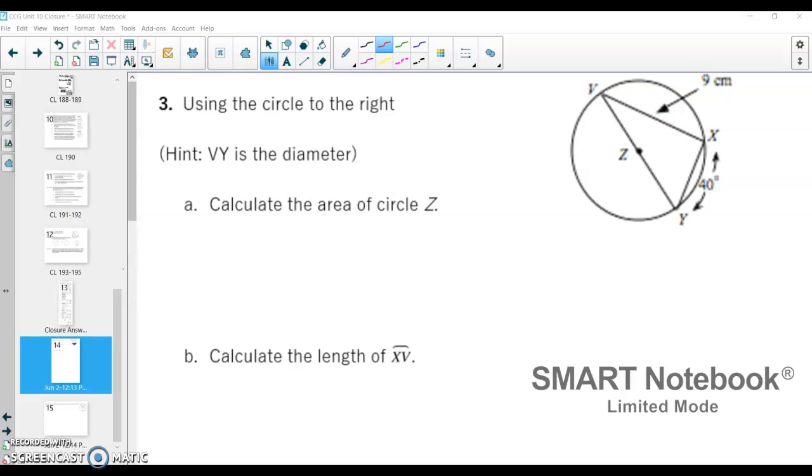Alright, so here's the video for 3A and B and then problem 4. The first part here for A, we need to calculate the area of the circle Z, which means I need to find the diameter of this circle.